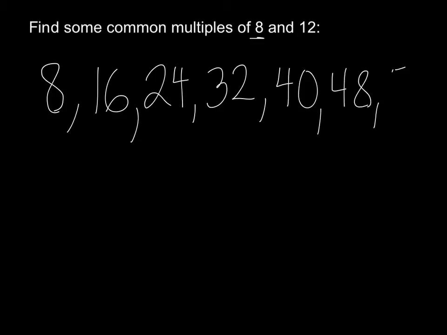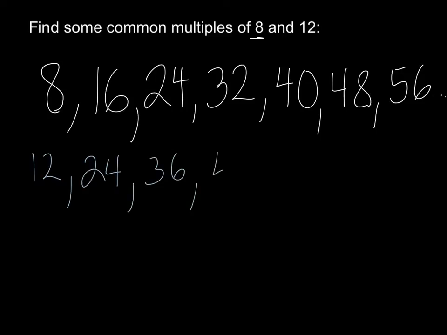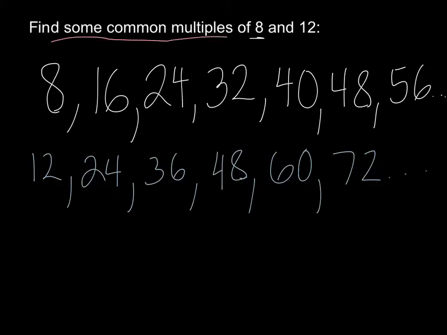Let's go to 56. And then I'll do the same for 12. So I start with 12, and I'd go to 24, then 36, then 48, and then 60, and let's stop at 72 for now. So what I want to find are some common multiples of both 8 and 12.